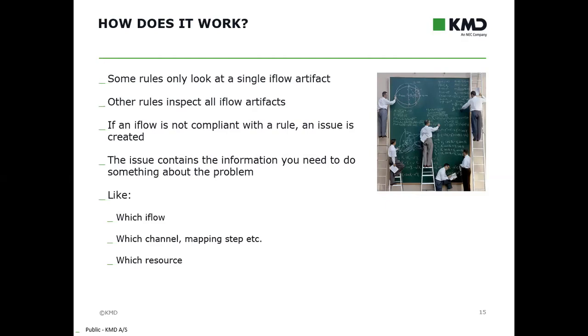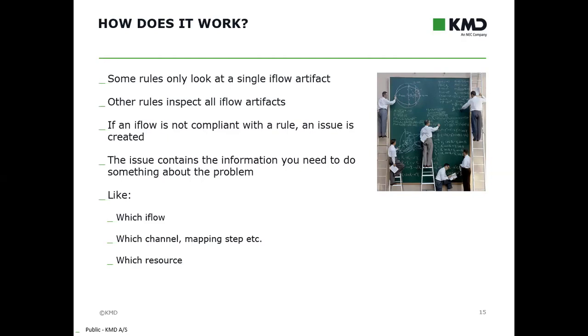Some of them only inspect a single iFlow at a time, right? So if it checks for, is this iFlow using allowed mapping types, it only needs to look at that single iFlow to determine if there's compliance. Other rules look at all the iFlows in order to determine compliance. For instance, the one about duplicate content needs to see every iFlow in order to determine if there are duplicates.